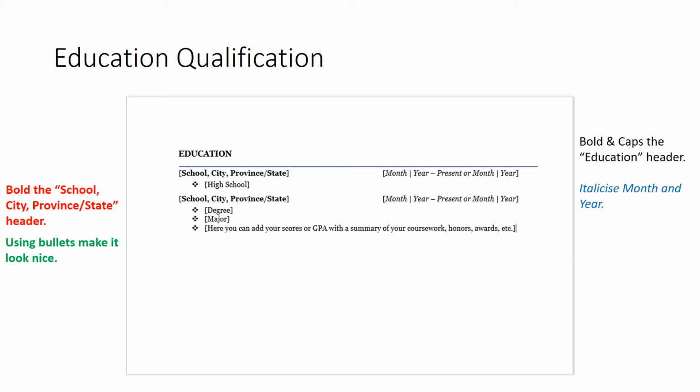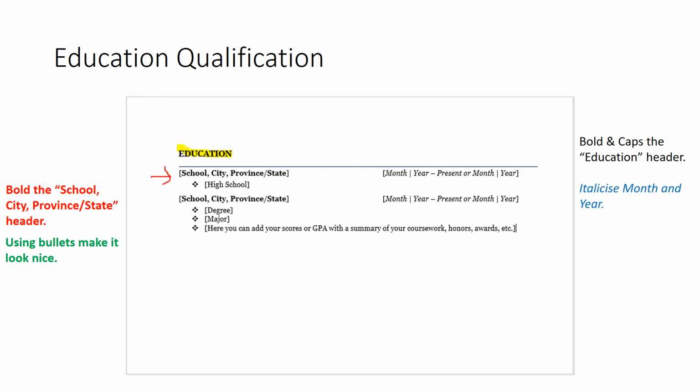Here, again, you're following the same pattern. You've got the education header, which is bolded and all in caps as well. Just below that, you also have the school. That's where you're going to have the listing of your school.